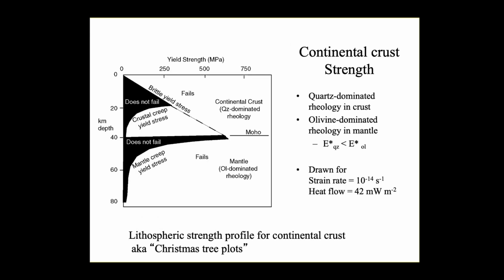Now, continental crust, on the other hand, looks more like a jelly sandwich. So here we've got a quartz-dominated rheology, strength, brittle for this far and going down. And then at the Moho, the olivine takes over.